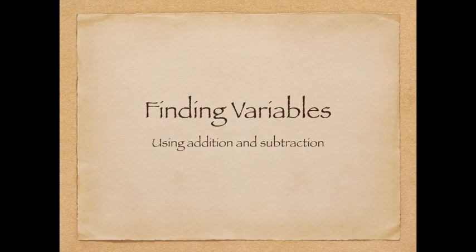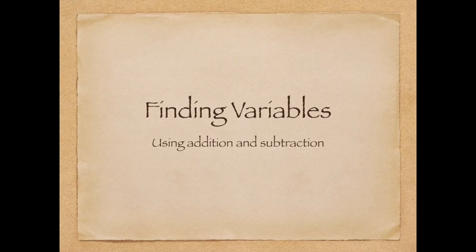Variables are the letters that you sometimes see in number sentences or equations, and we're going to practice finding what those variables represent. We're going to begin with using addition and subtraction, and then in later videos we'll move on to multiplication and division, and then we will actually combine them in another video. But we're going to begin very simply, with just trying to find them using addition and subtraction.